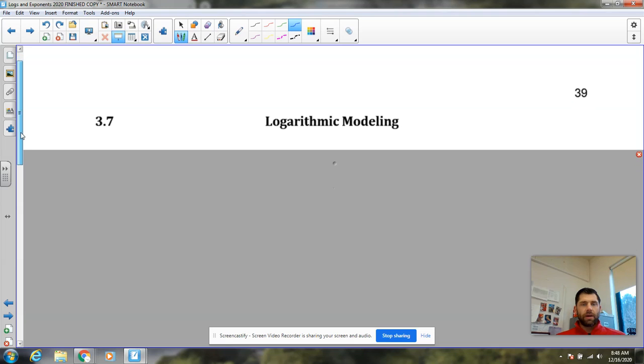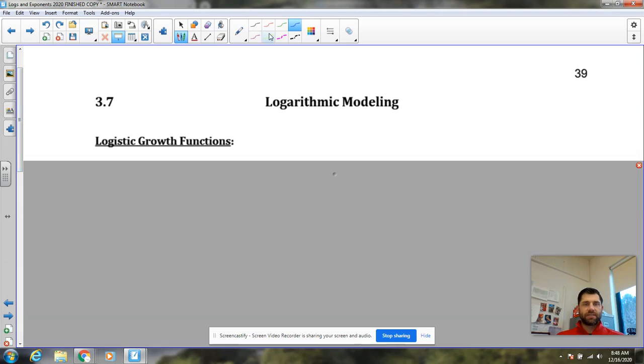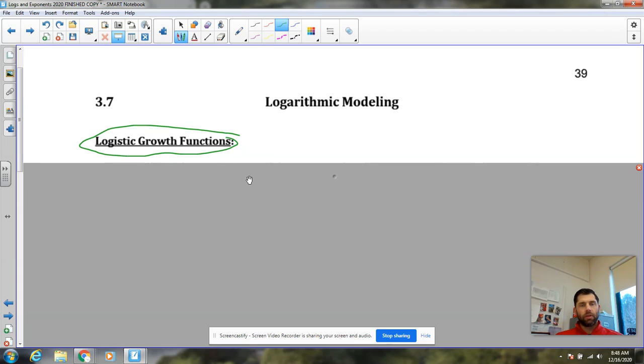So we're going to start on page 39, logarithmic modeling. And we are going to start by discussing logistic growth functions. A great example of this, before we look at that next part of your notes, would be Starbucks coffee franchises opening around the Syracuse area. It started really slow. When Starbucks first became popular, like 20 years ago when I was your age, there were only a few of them, and then it kind of took off. It skyrocketed.